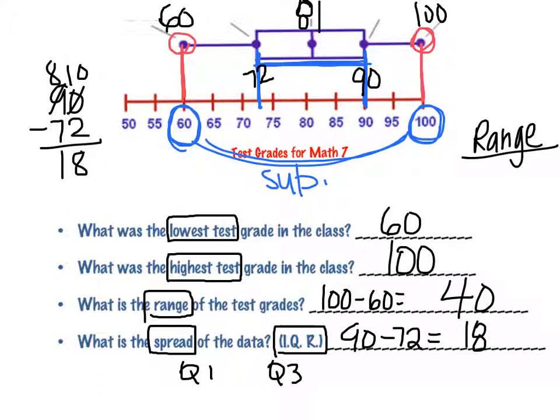We also now can see that we have labeled those 5 key values. I got my lowest point. I got my highest point. I've got the median in the middle. I've got Q1, or the lower quartile. I've got Q3, or the upper quartile. So if you need to label those, feel free to do so. It's on the beginning part of your notes as well.